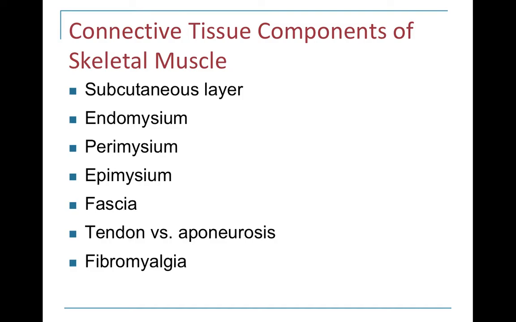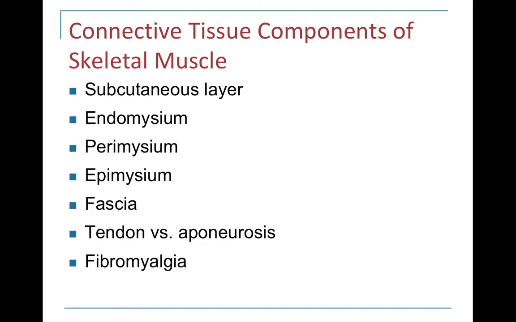Now, let's go over the connective tissue components that make up our skeletal muscle. On the next slide, you'll see a picture of these, but here we've listed them so that you have them all in place. We have the subcutaneous layer, the endomysium, perimysium, and epimysium. The endomysium will be the innermost layer, perimysium the middle, and the epimysium the outer layer.